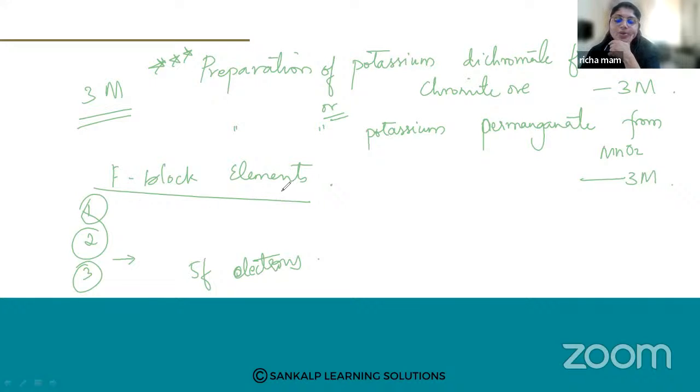Next, zirconium and hafnium have almost the same atomic radii. What is the reason why hafnium and zirconium have the same atomic radii? Very important 2 marks question. It is due to lanthanide contraction. Due to lanthanide contraction, hafnium and zirconium have similar radii. Got it?